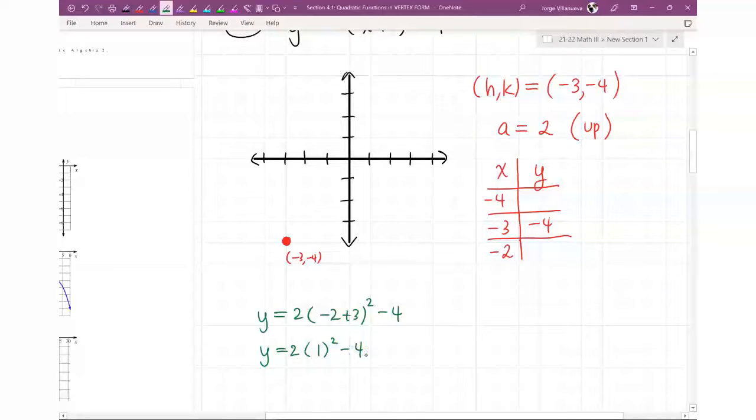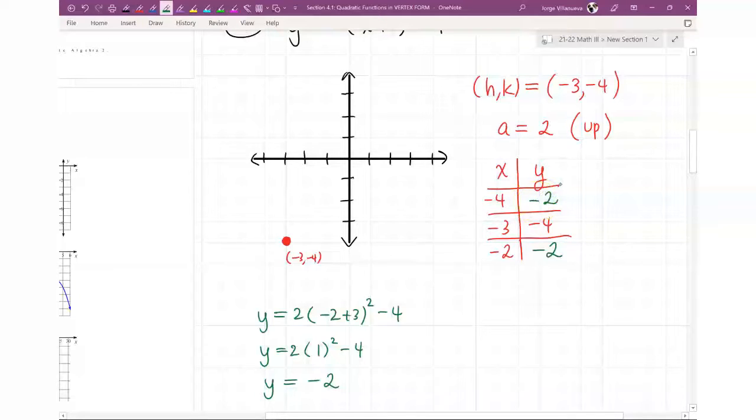1 squared is 1, and 1 times 2 is 2. So my solution is 2 minus 4. So this would be negative 2. What do we know about parabolas? If I find a number on the right side, doesn't it copy itself on the left side as well? Right? They're symmetric, right? They kind of have the same numbers. They have the same look. So, if I were to plug in a negative 4, I should expect to get a negative 2.